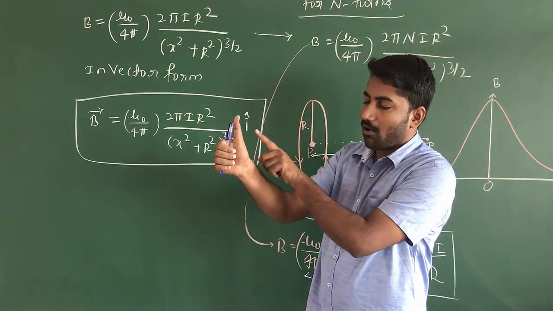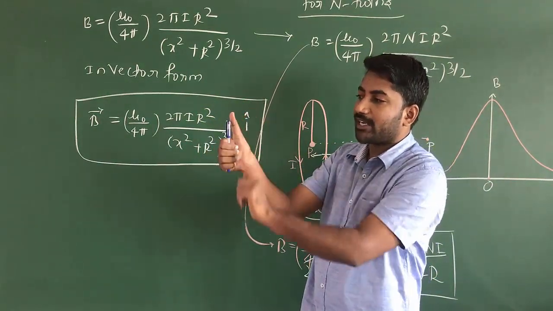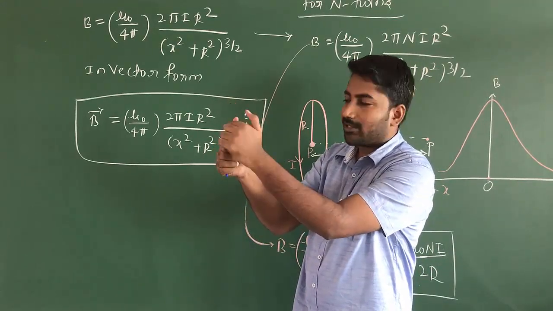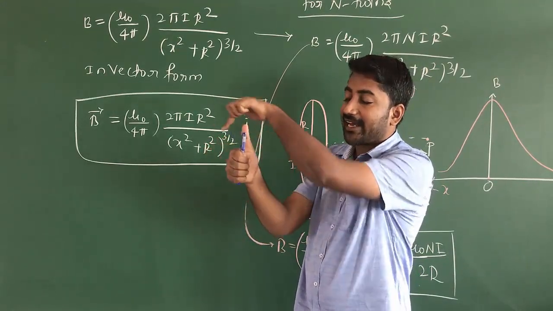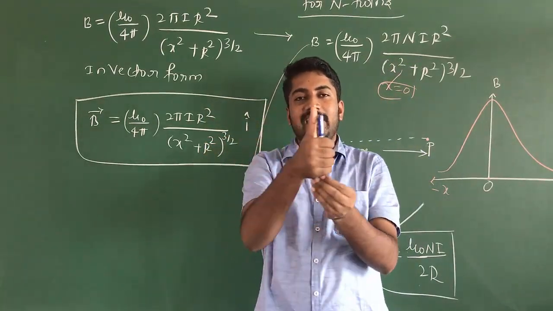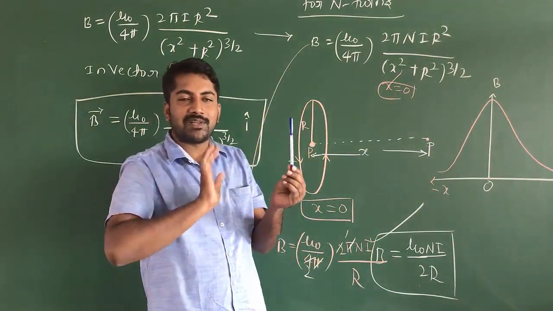The thumb points in the direction of the current, and the rest of the fingers indicate the direction of the magnetic field. It is a very simple statement.